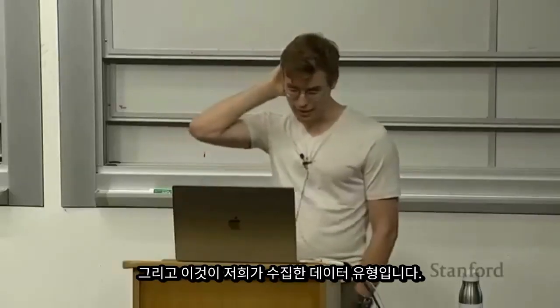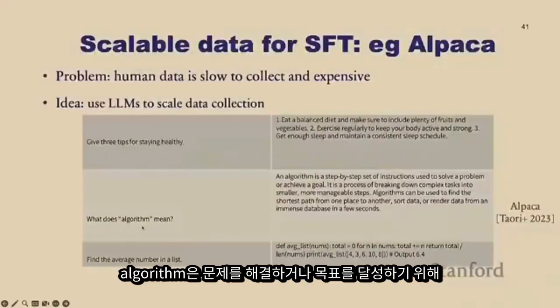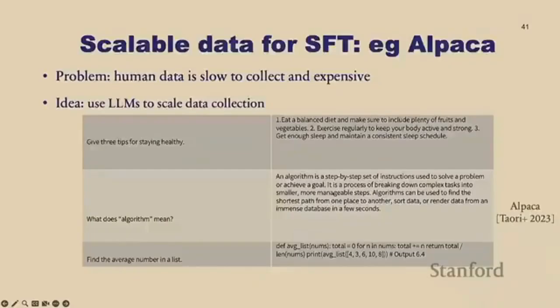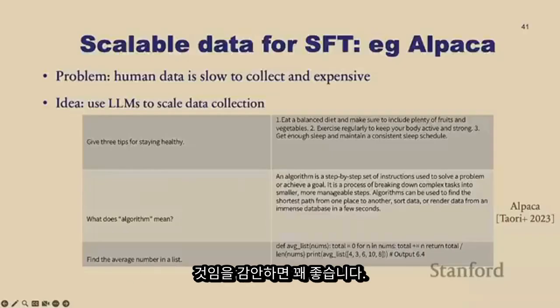And this is the type of data that we collected. So things like, what does algorithm mean? An algorithm is a step-by-step set of instruction used to solve a problem or achieve a goal, and so on. So the data is actually pretty good, given that it was generated by LLMs from essentially 2 generations ago.